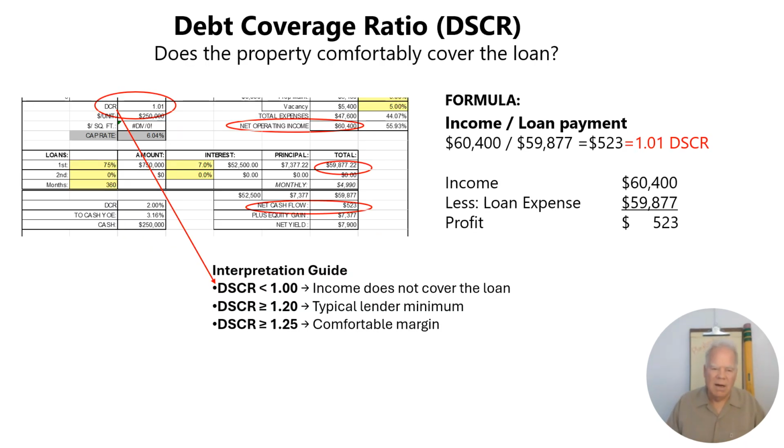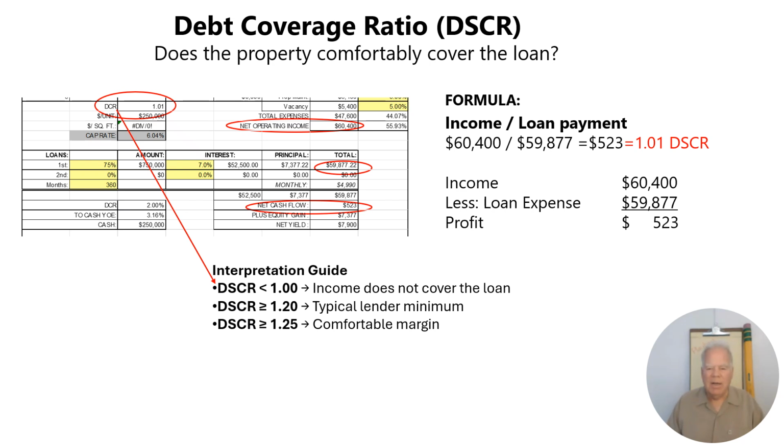Now we test debt coverage, and this is where the leverage either works or it breaks. The debt service coverage ratio compares income to the loan payment. In our example, the net operating income is $60,400 and the annual loan payment is $59,877.